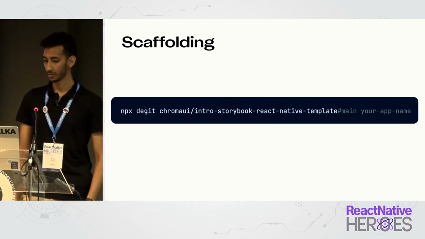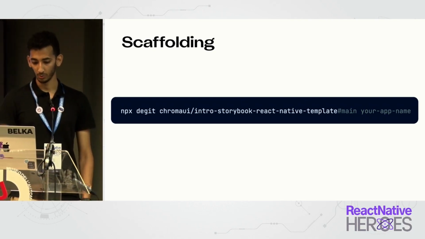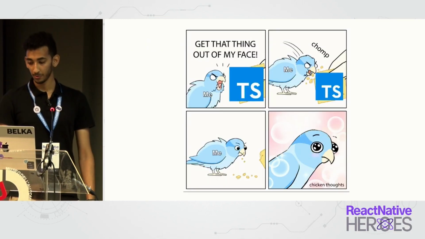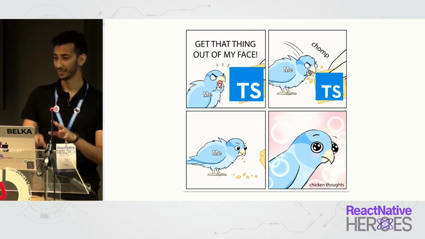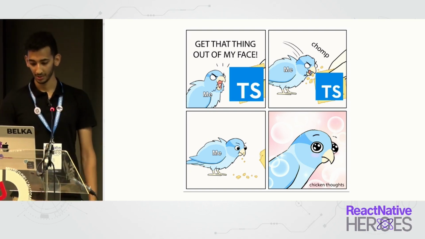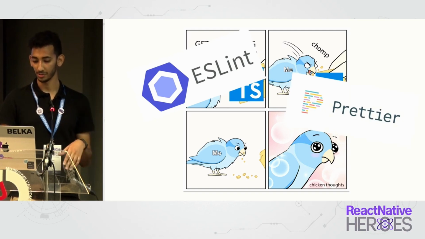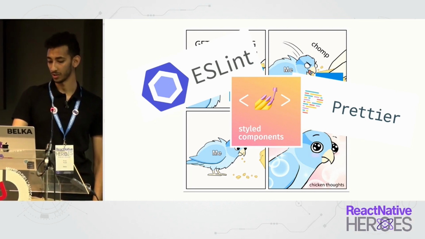For convenience, we're going to use the official template based on Expo. So we clone the repo using this command very quickly. Unfortunately, it doesn't come with TypeScript, so we need to install it. Yarn add TypeScript, and we create our tsconfig very quickly. We're going to install ESLint also, add our Prettier configuration, and for convenience, we use styled-components for styling.